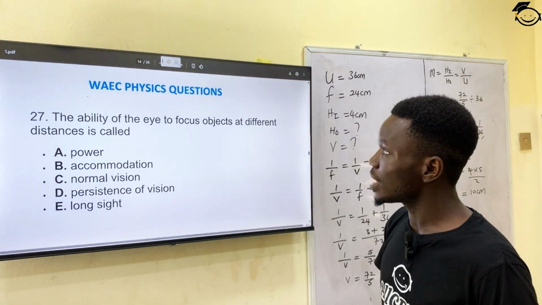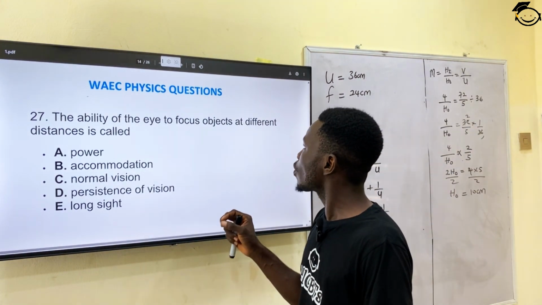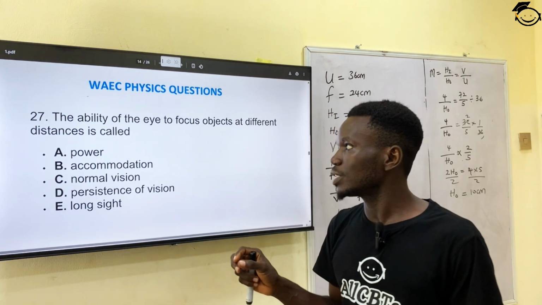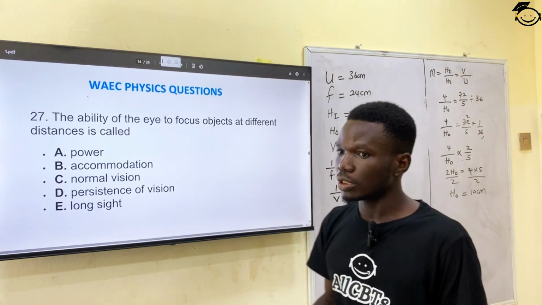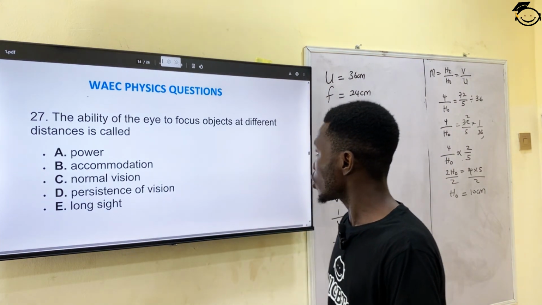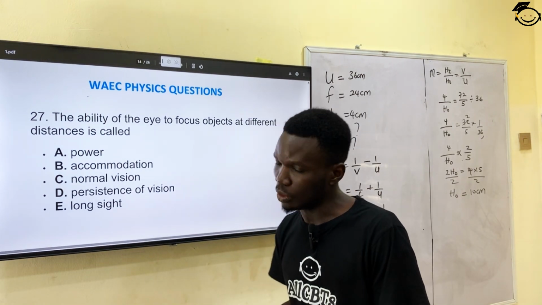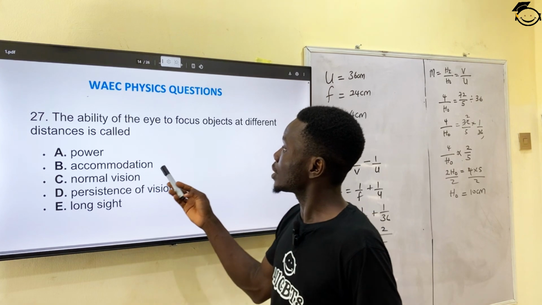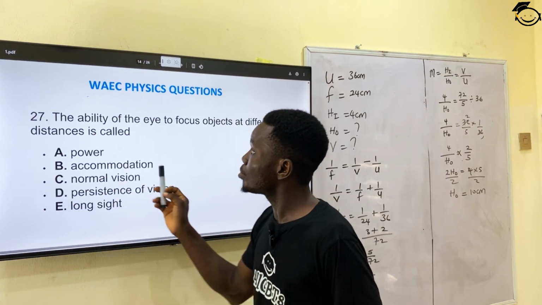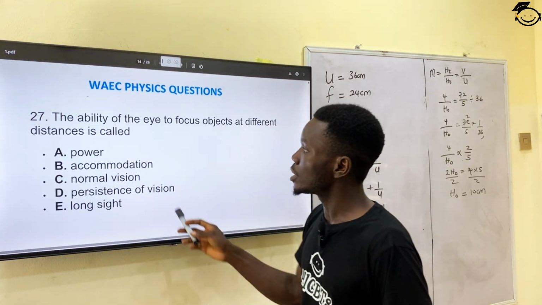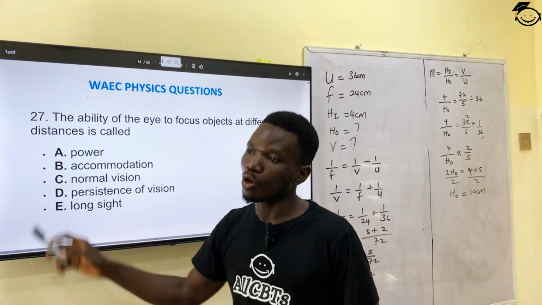Question number 27 says the ability of the eye to focus objects at different distances is called dash. The ability of the eye to focus objects at different distances is called accommodation. Accommodation is the correct answer. So when the eye focuses objects at different distances, we call it accommodation, which is option B.